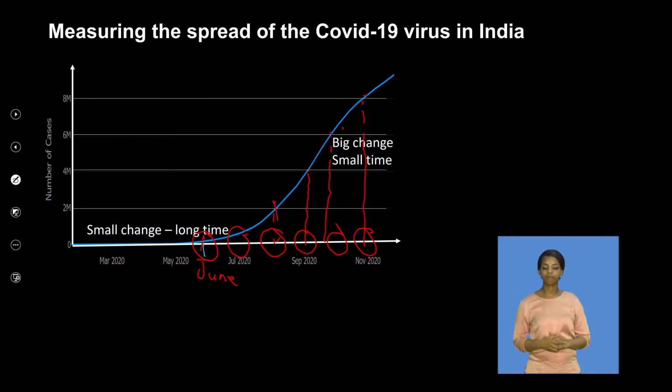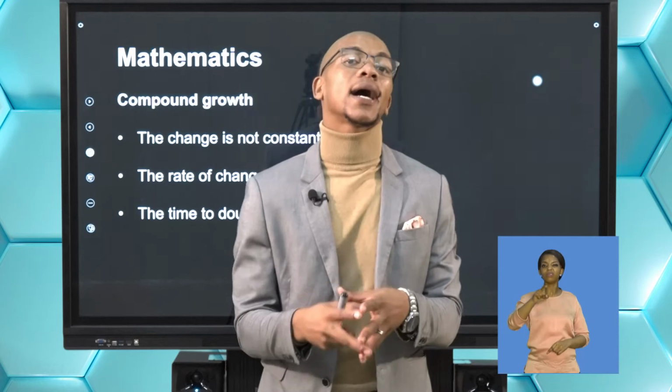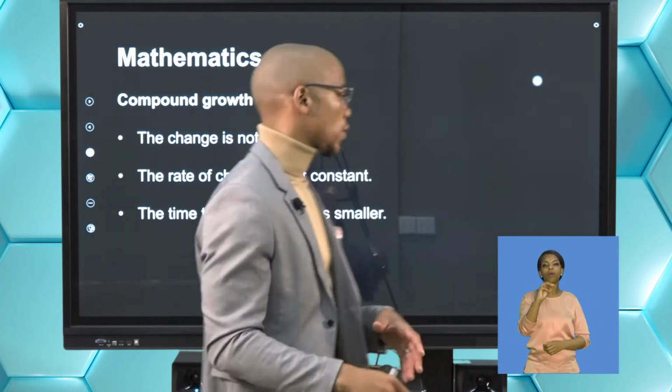So this shows us that with compound growth, we do not have a constant change, and we also do not have a constant rate of change going forward. So the big idea here, under compound growth, the change is not constant, our rate of change is also not constant, and then the time to double becomes smaller. So what does this mean? It means time is of great importance when dealing with compound growth. But we'll look at this further as we continue.